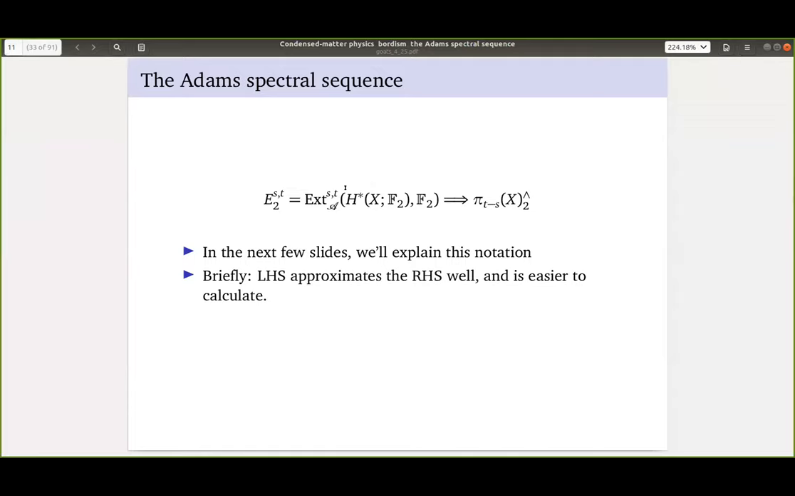So, but it is true that this is easier to calculate than this, and directly, and this provides information on the right-hand side. But the approximation is not perfect. There are things called differentials and hidden extensions which get in the way. And I will talk about those a little bit and why you don't have to worry about them, or how to not worry about them.